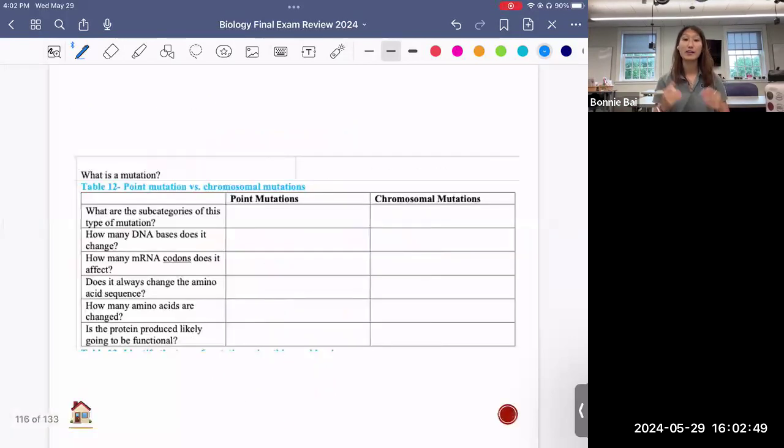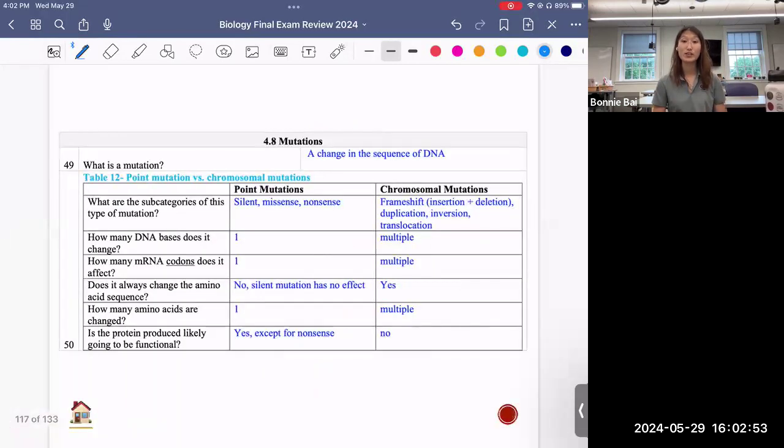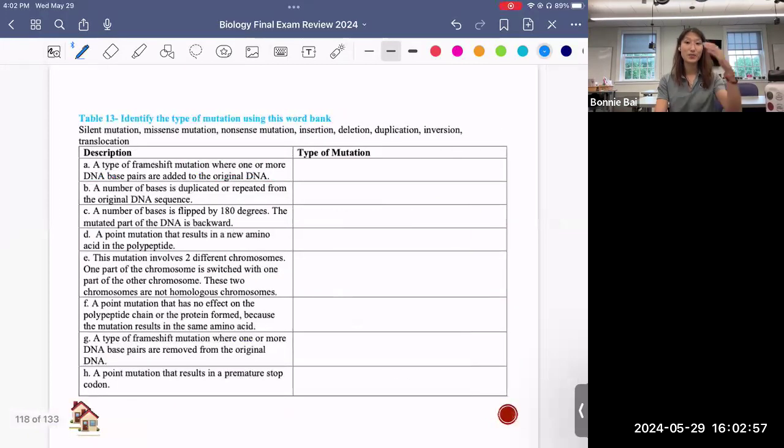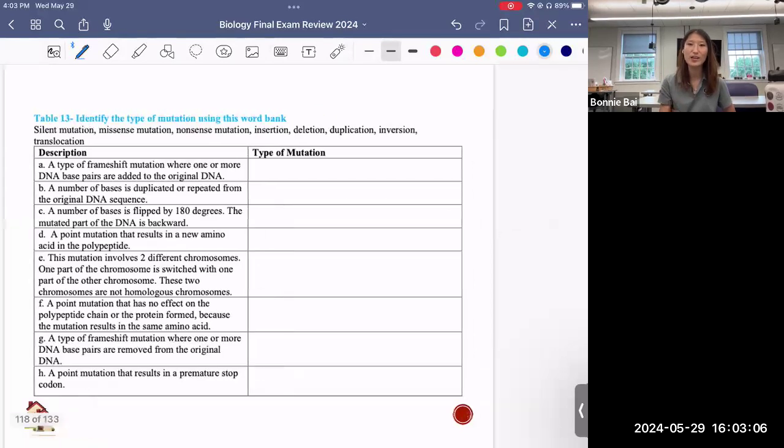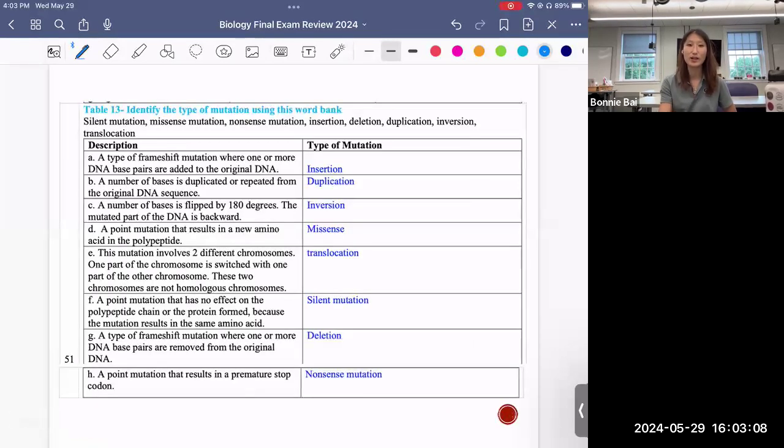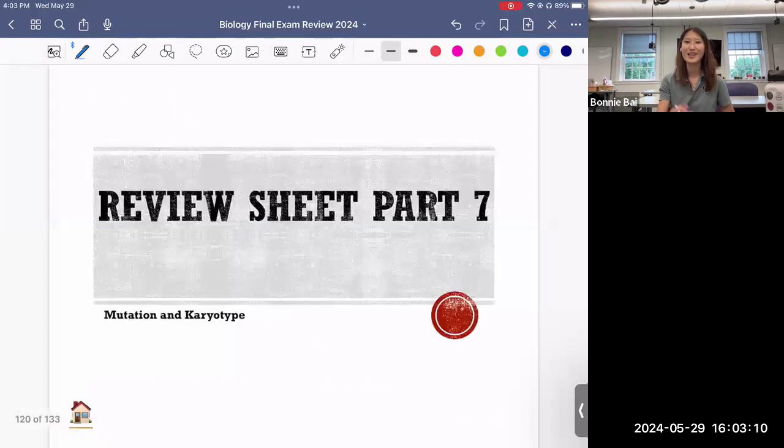And here's a little comparison chart. Pause and take a look at the answers. Here's the answer. Pause as needed. And here's another identification of different types of mutation. We already explained it, but this should make sense to you. So pause and see if you remember how to do it. And take a look at the answer key over here as well. Pause as needed. And we're done.